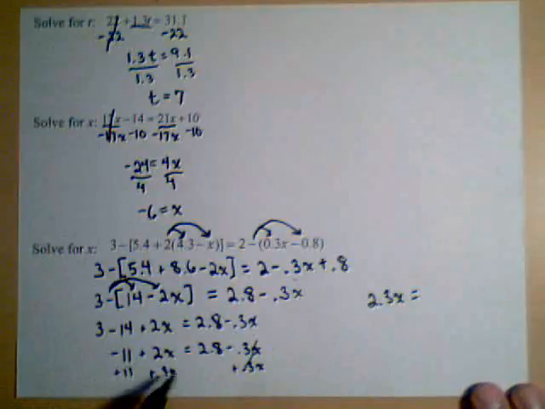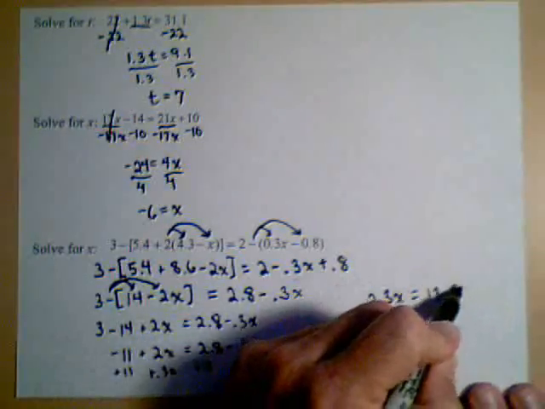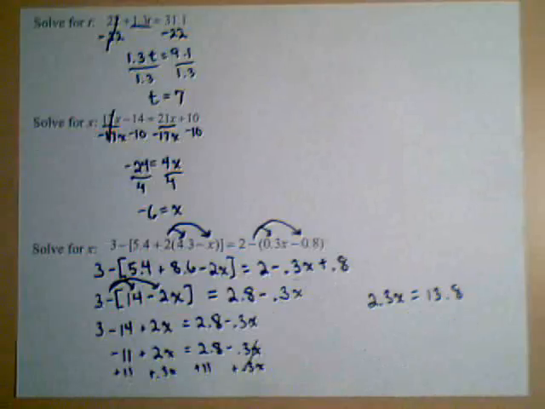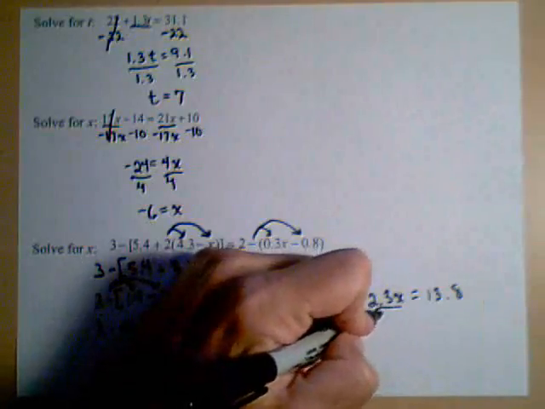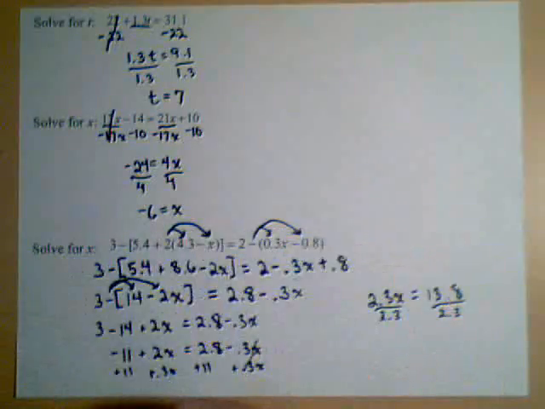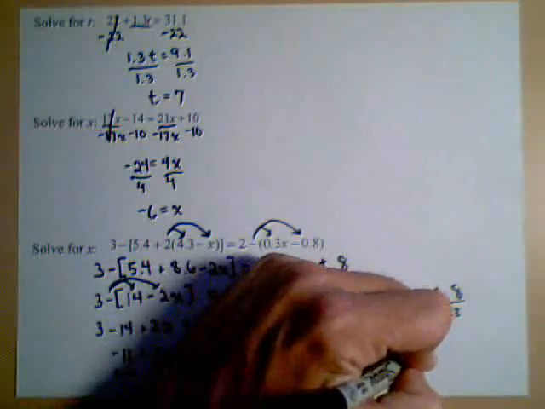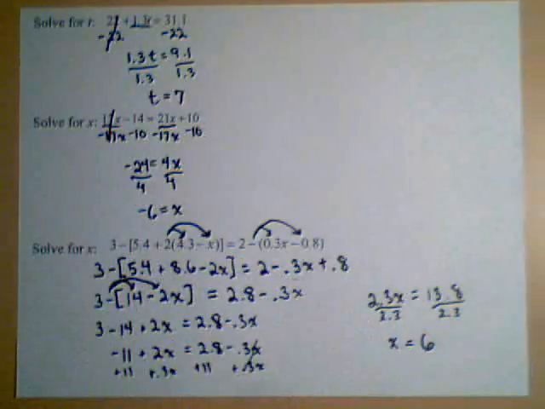I'm also going to add 11 to both sides, which gives me 13.8 on the right hand side. Last step is to divide both sides by the 2.3. So what we're going to get, it comes out to be a nice answer, is that x equals positive 6. And those are solving for x.